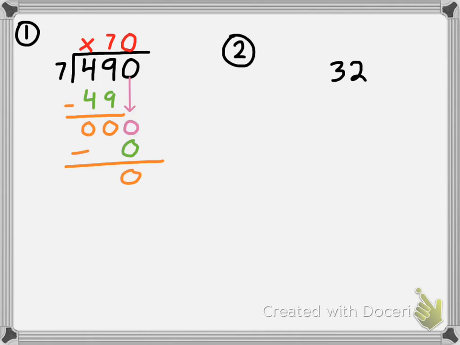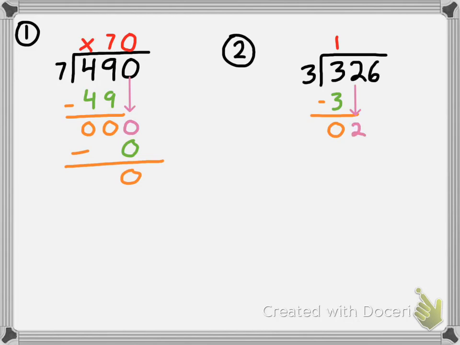Number 2. 326 divided by 3. So start in the hundreds place. 3 divided by 3 is 1. Now I multiply. 3 times 1 is 3. Subtract. 3 minus 3 is 0. Compare. Is my 0 smaller than my 3? It is. I can move on and bring down the 2.